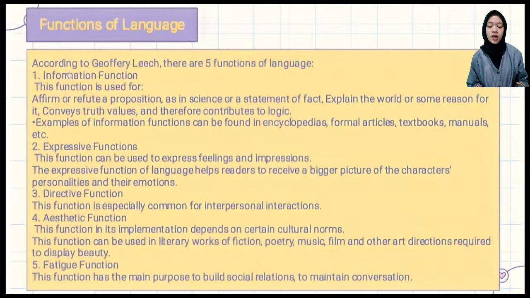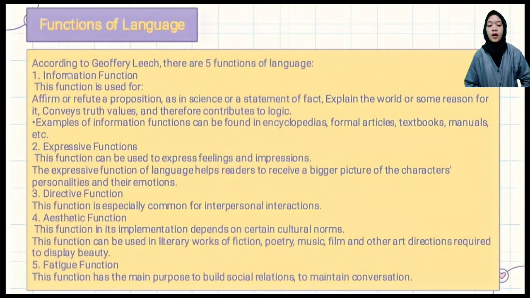Sometimes a directive phrase can have multiple meanings. For example, if you say, I'm thirsty, it means information about you and a demand for water. It can also be interpreted as an expression of feelings. So, according to Geoffrey Leech, one short sentence can represent three language functions at once.